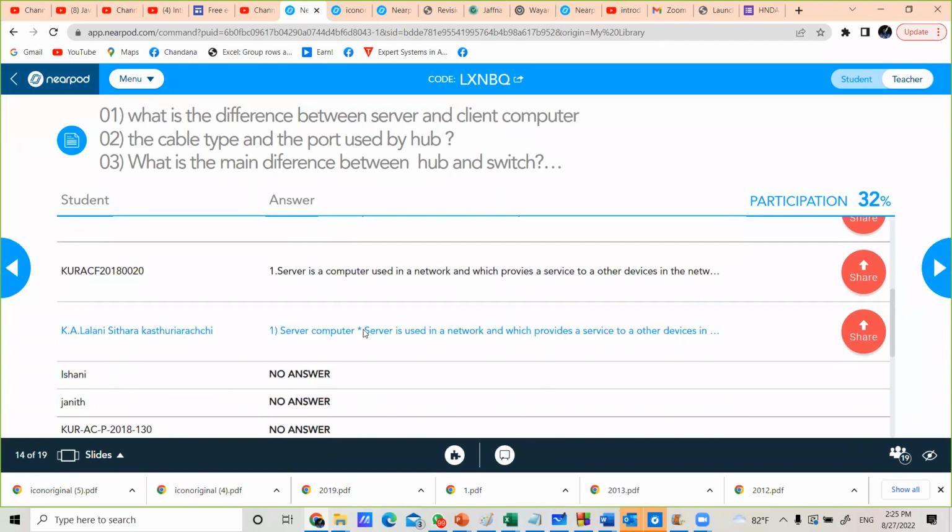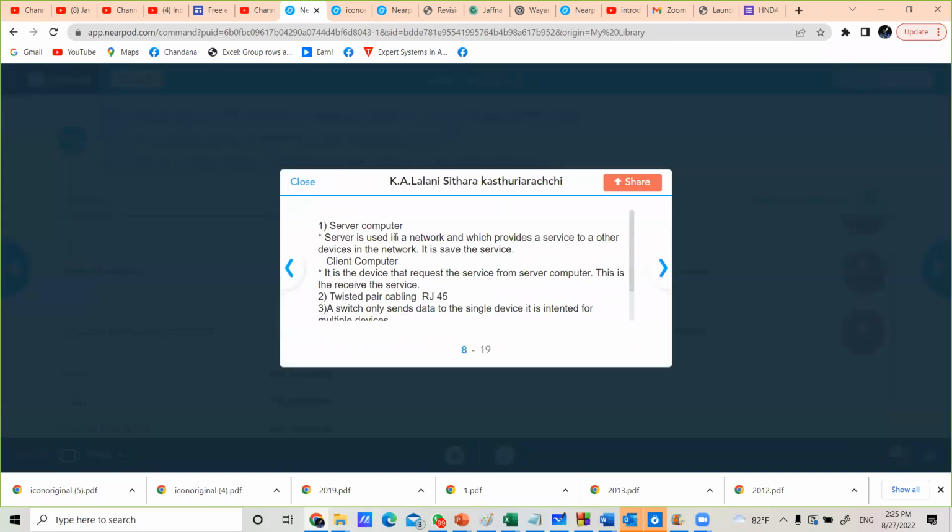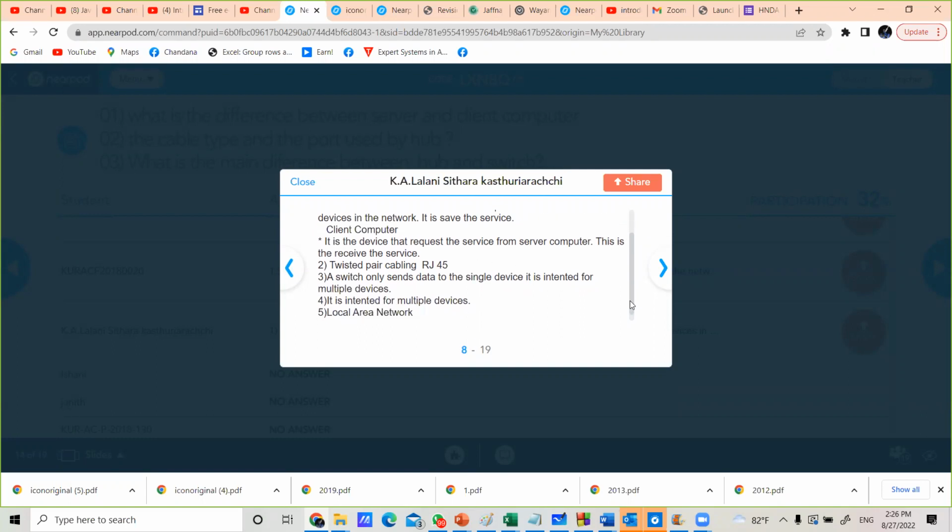Server computer: a server is a computer in a network which provides service to other devices in the network. It serves the service, yes. Client computer: it is the device that requests the service from the server computer. Yes, it receives the service. Right, that is correct. Then twisted pair cabling.